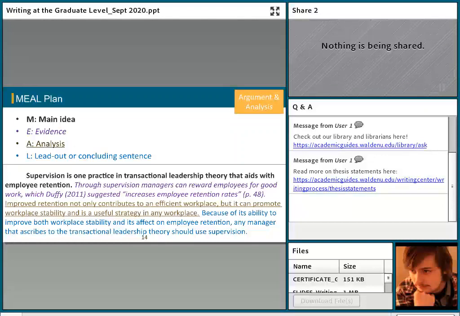One thing that we think of when we think of organizing an academic paragraph, this being a body paragraph, one format that we use in the Walden Writing Center is the meal plan. This is an effective format in that it includes the elements that are necessary for an effective academic paragraph.